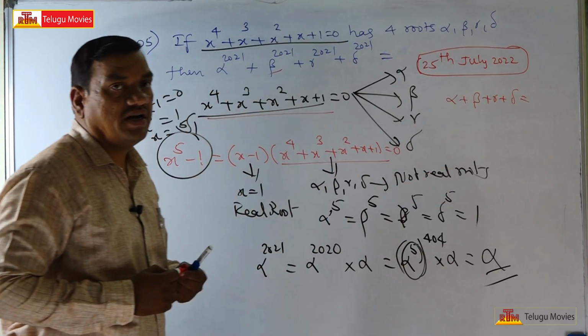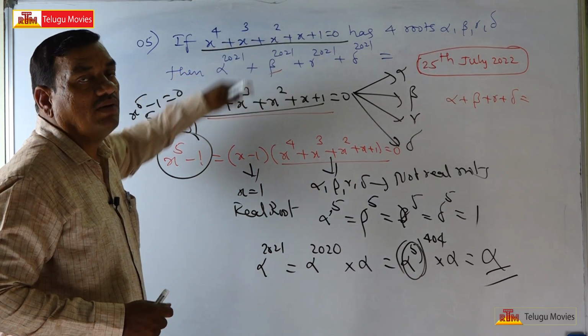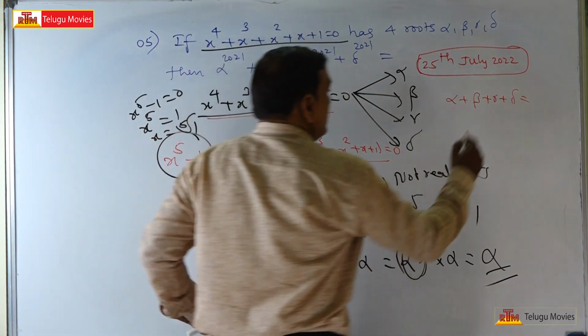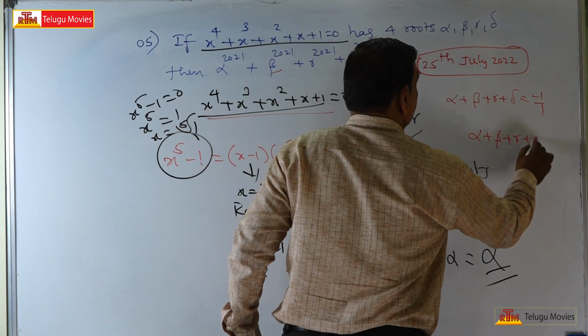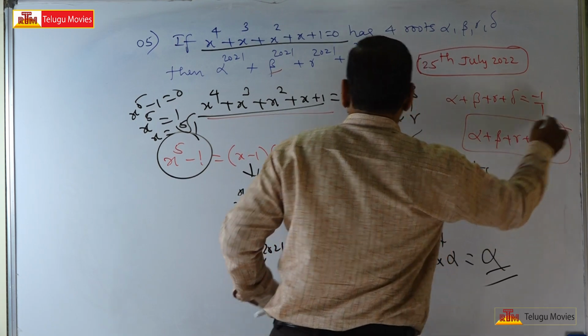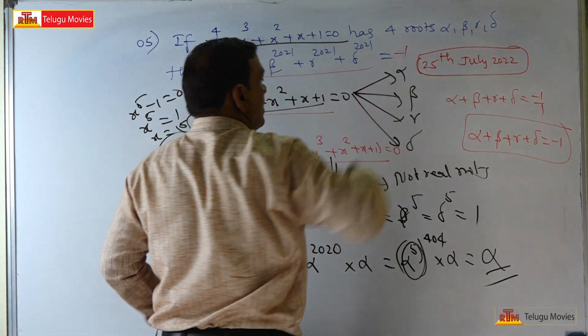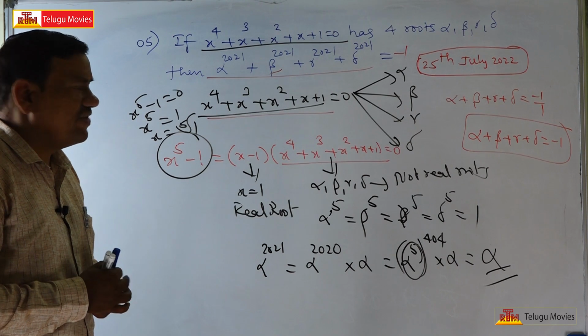Alpha, beta, gamma, delta is nothing but the sum of the roots. Sum of the roots is equal to minus b by a, that is minus 1 by 1. So alpha plus beta plus gamma plus delta is equal to minus 1. So this value is also minus 1, which is the right answer. So it is a very easy answer.